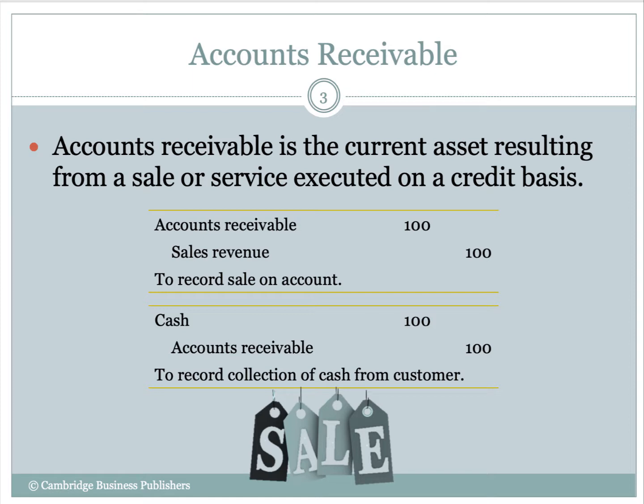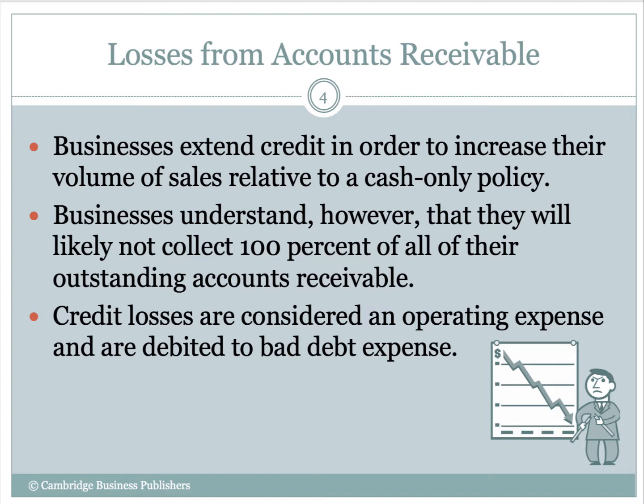A lot of this should be review because we already know how to record a sale on account. We debit AR, credit sales revenue. Once that customer pays us, we debit the cash and credit the accounts receivable. That transaction records the collection of cash from a customer. Nothing new here. However, we need to look at losses from accounts receivable.